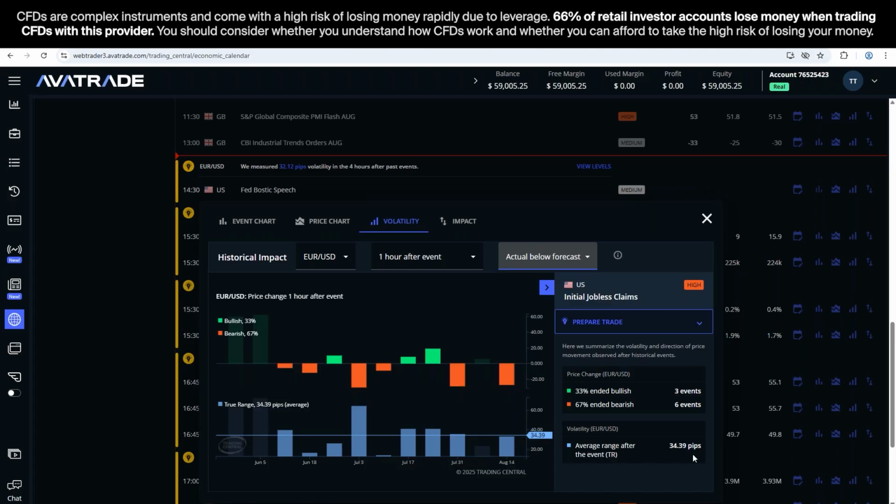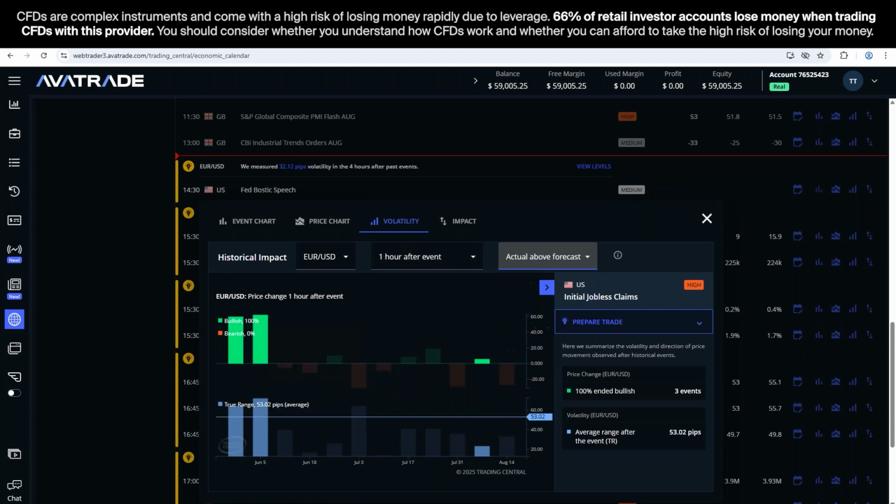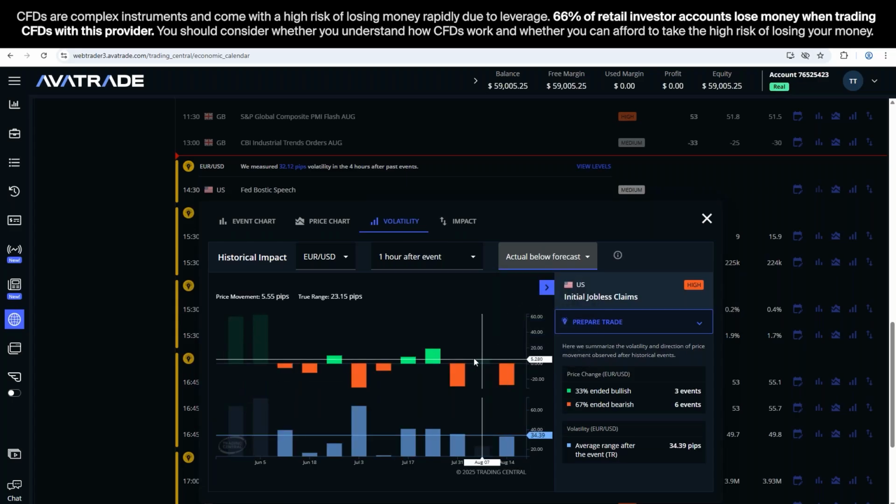Average range movement, 35 pips. And so 2/3 of them dropped in the hour after the announcement. Complete opposite look of when it came in above forecast. So you see there's a direct relationship here between how these currency pairings moved after the data came in, depending whether the data was good news or bad news.